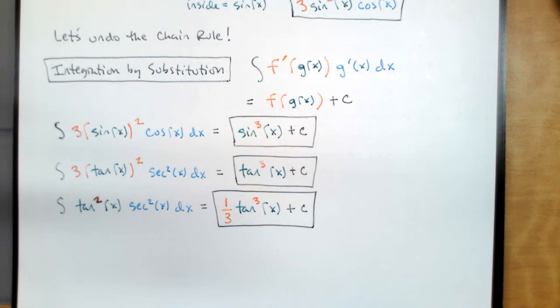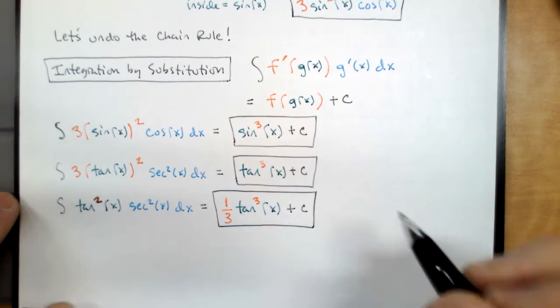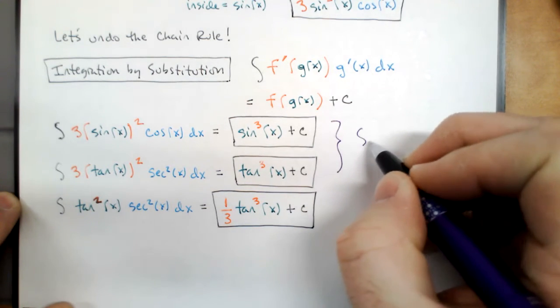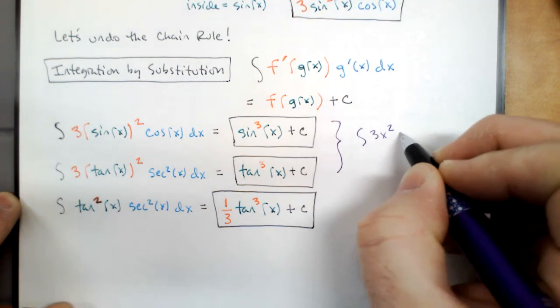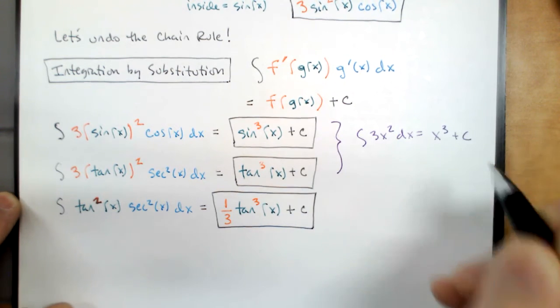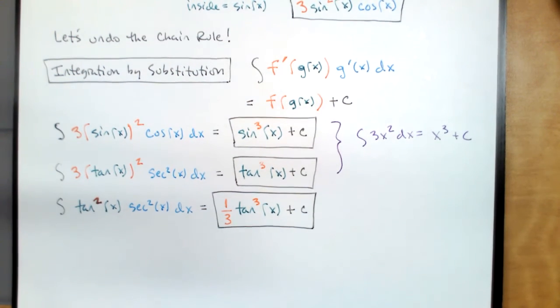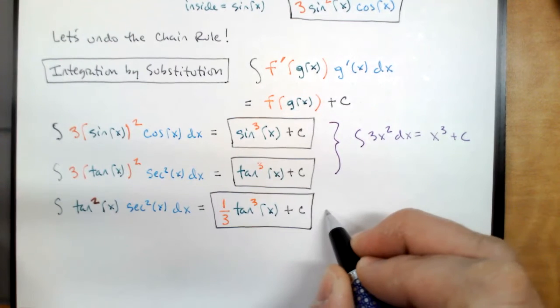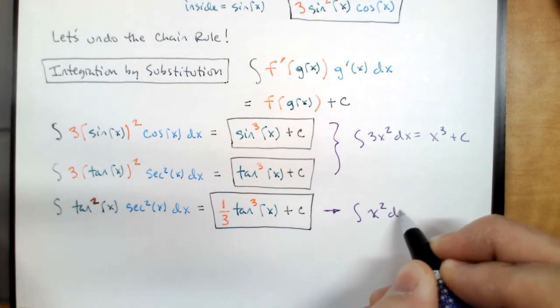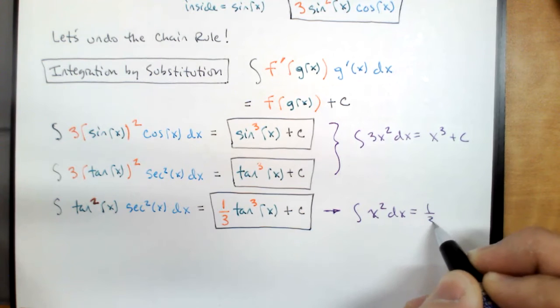In these first two examples, we're just integrating 3x squared and coming up with x cubed. In the second example, the base model that was going on here is the integral of x squared is a third x cubed.